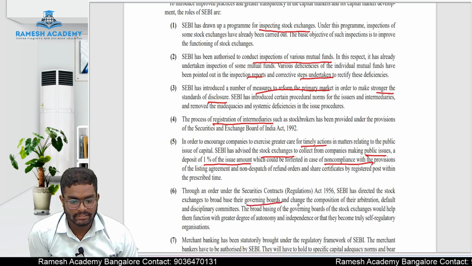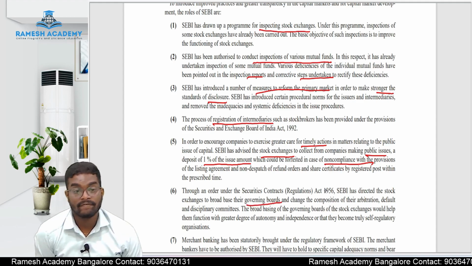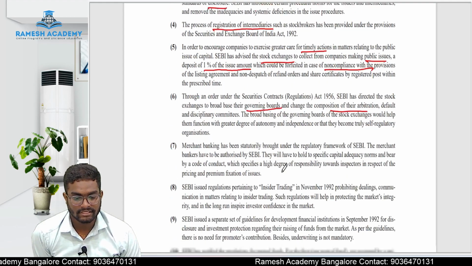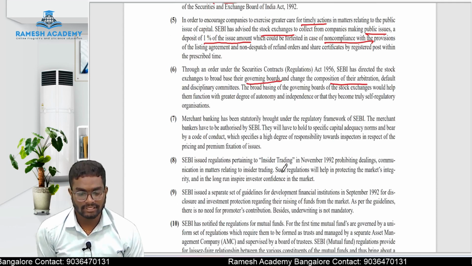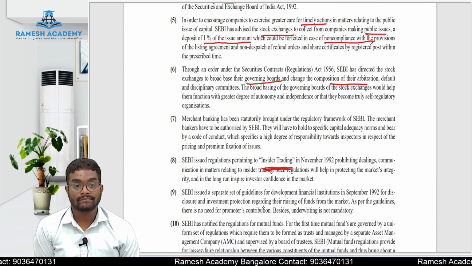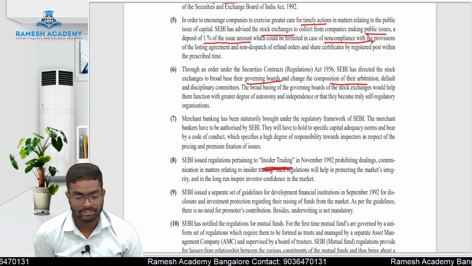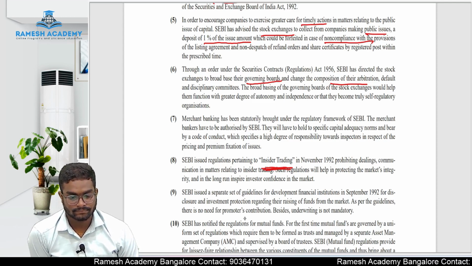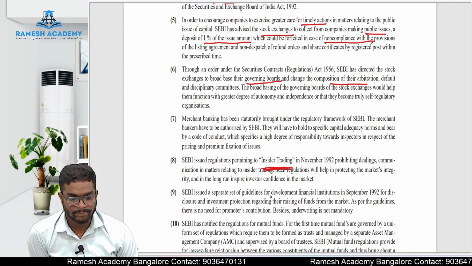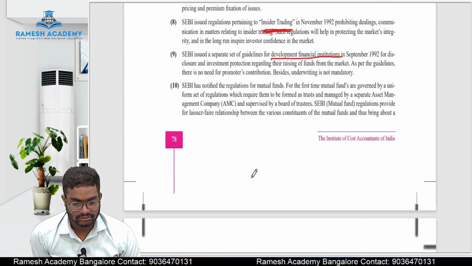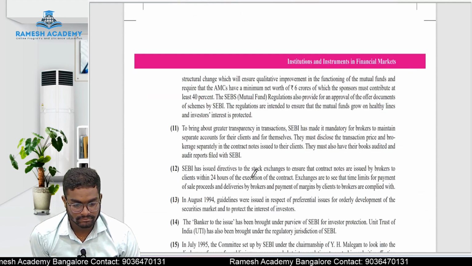Then they govern the boards of the stock exchanges and change the composition as required when there is a default, and other such functions. Then this is also a main thing, insider trading. If there is any insider trading, they impose a penalty or restrict them from continuing transactions in the shares. And separate guidelines for developmental financial institutions, etc. These are some of the important ones.